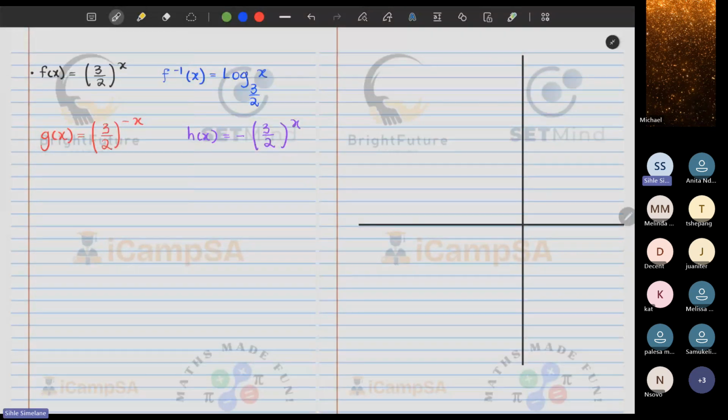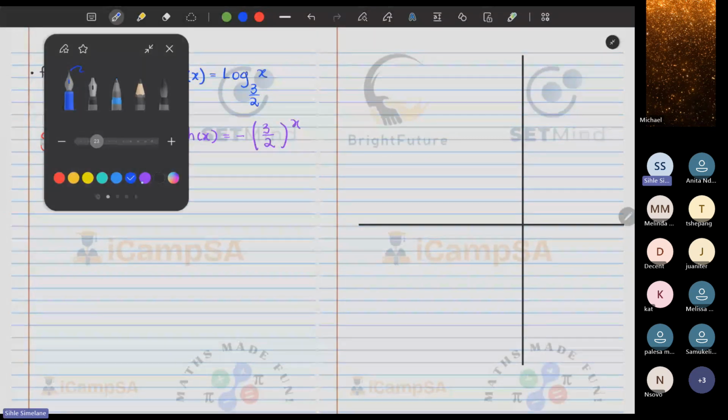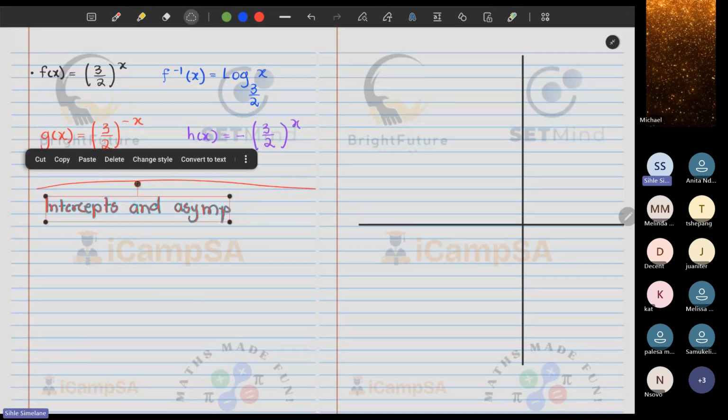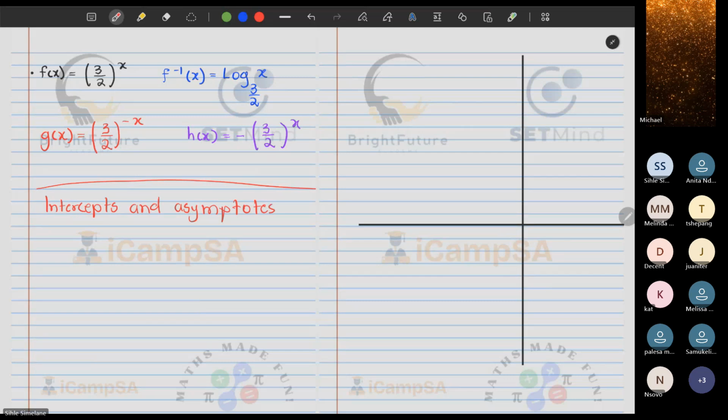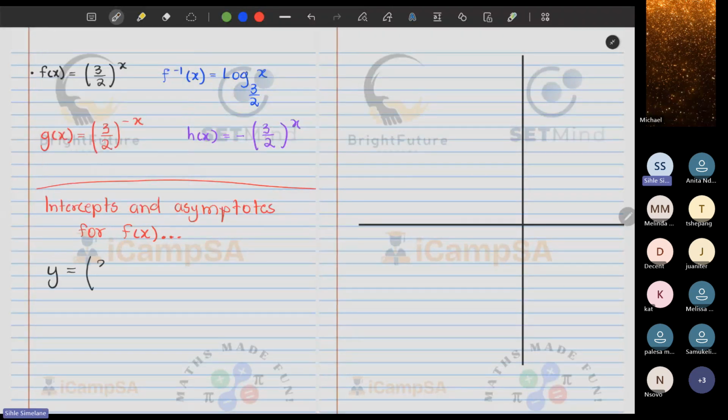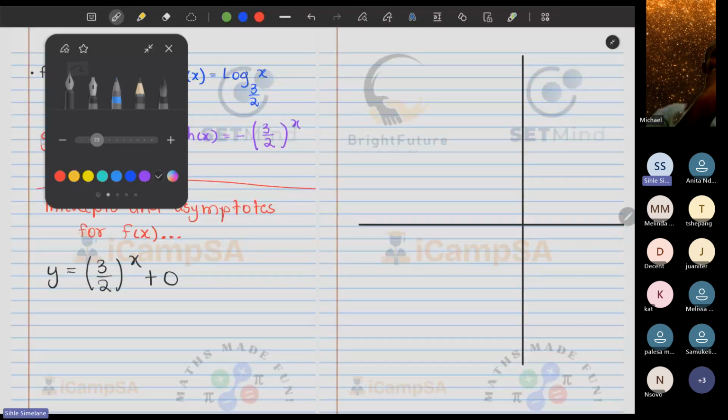Now what we need to do is find the intercepts and asymptotes of the original equation. So we are looking for intercepts and asymptotes for the equation that we started with, which was f of x. If we look at f of x, guys, the equation is y equals 3 over 2 to the power of x. Since we don't see anything added here, we always put 0.